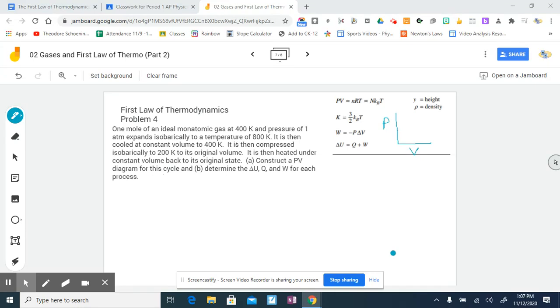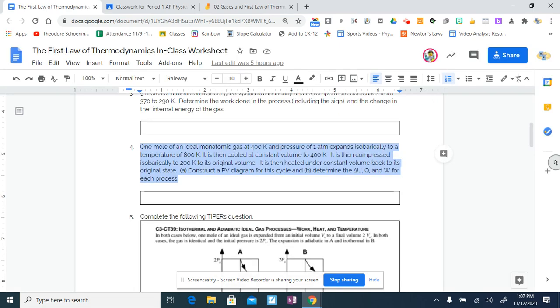All right, Mr. Schoening here, and what I'd like to show you today is problem number 4 from the worksheet that we were working on in class today. That was the first law of thermodynamics. Now, question 4 is a typical cycle type of problem, and what we mean by a cycle is that we undergo a couple of different processes until we come back to our starting conditions.